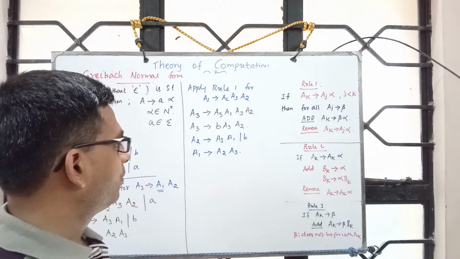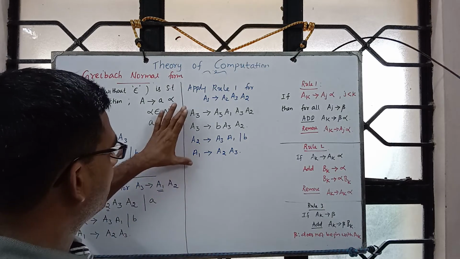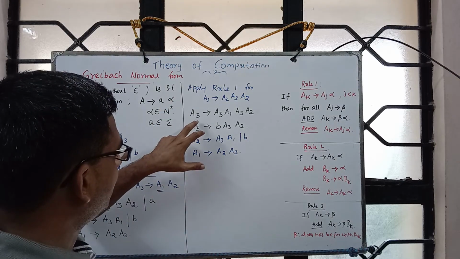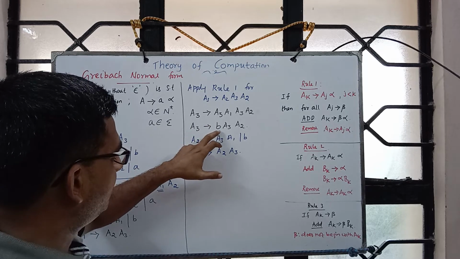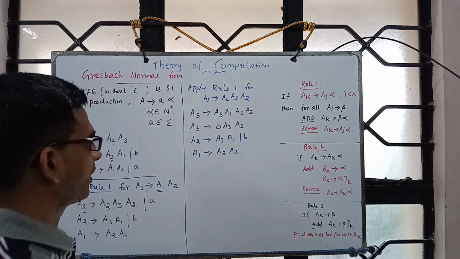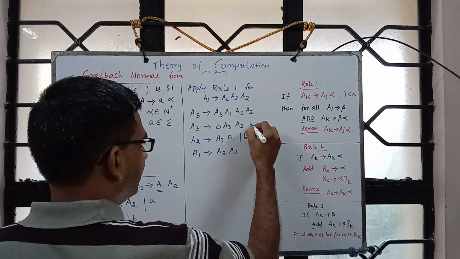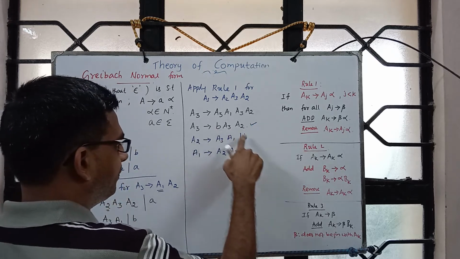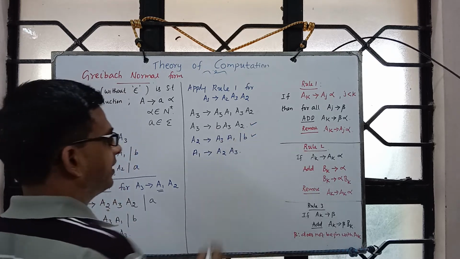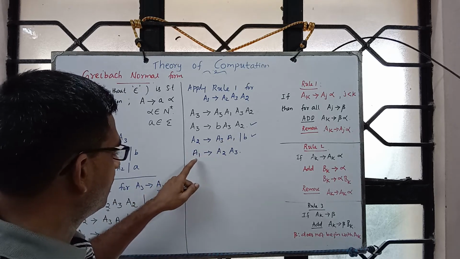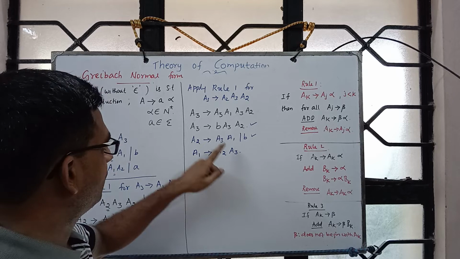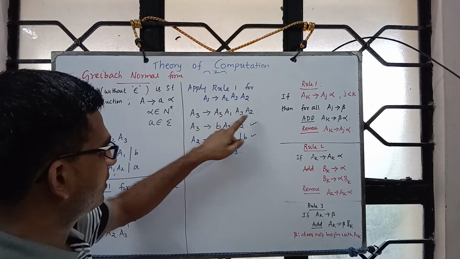Fine. Now look at this one. This clearly says A3 implies A3 or A3 implies B, A3, A2, which means this is in GNF. A2 implies B, this is in GNF. And A2, A3, A1 no. A1 implies A2, A3 no. A3 implies this no.